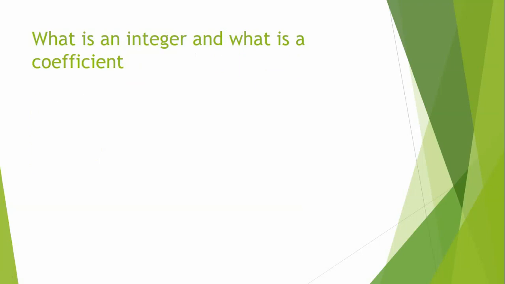Let's move on. Let's talk about integers and coefficients. Recall in the first presentation of this series, we talked about real numbers, whole numbers. So an integer is basically all positive and negative whole numbers. This means you have 0, 1, 2, 3, 4, 5, and so on. And also you have minus 1, minus 2, minus 3, minus 4, and so on. So all positive and negative whole numbers is basically the set of all integers.